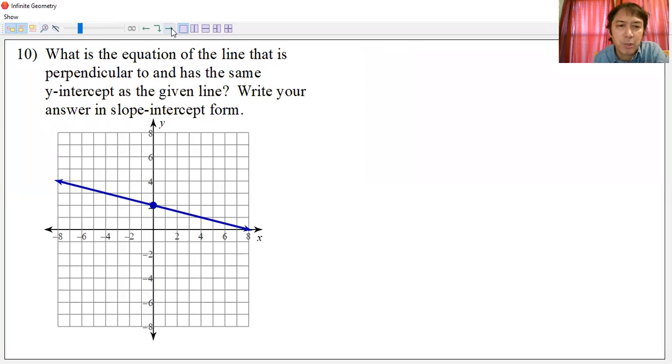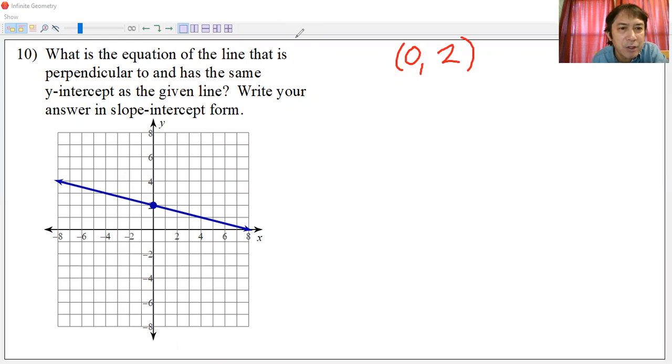Number 10. Here's number 10. What is the equation of the line that is perpendicular to and has the same y-intercept as the given line? The same y-intercept. So we will be needing the y-intercept of this blue line. And it looks like at 0, 2. So we're going to use the point 0, 2. That is actually the y-intercept of the blue line.